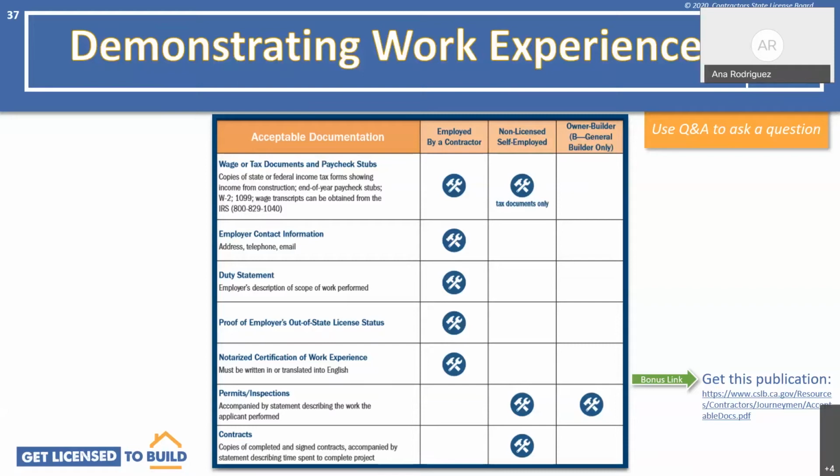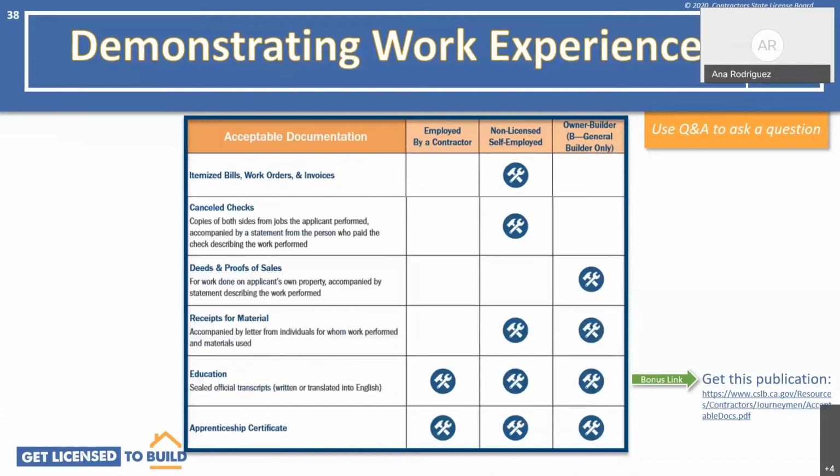On the lower right of the screen, you'll see a link to the publication on our website, along with additional information on experience documentation. If you look at the chart, you can see that the first column is for documents you can use if you were employed by a licensed contractor. The second column is for documenting your experience if you've been self-employed. The third column is for documentation you will need if you are applying for a Class B general contractor license and need to use owner-builder experience to meet that experience qualification.